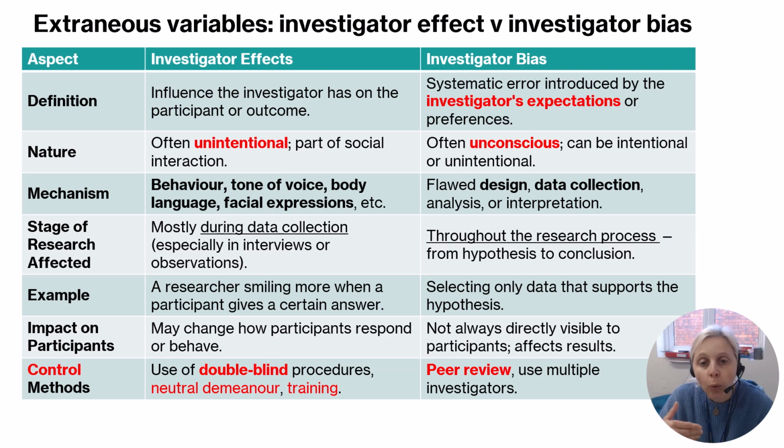Whereas an investigator bias is to do with the investigator's expectations. It might still be unconscious, however, it might be in terms of designing the study in a certain way, for example, including some leading questions, collecting the data and analyzing it in a way that points towards their desired outcomes. So whereas investigator effects will only happen during the data collection because of the way the investigator behaves, the investigator bias can happen throughout the research process up until the interpretation of data and conclusions.